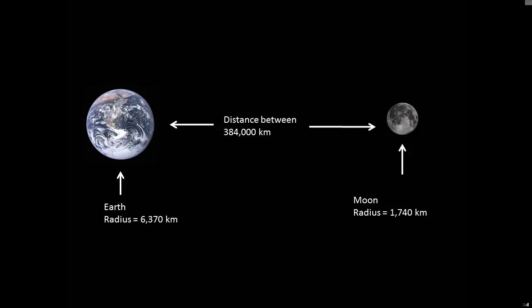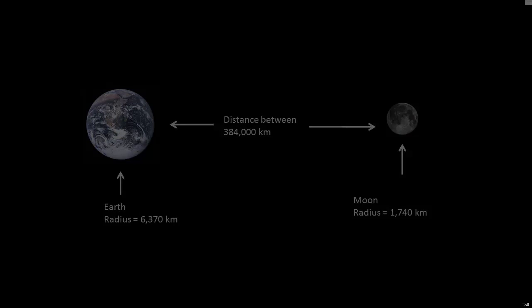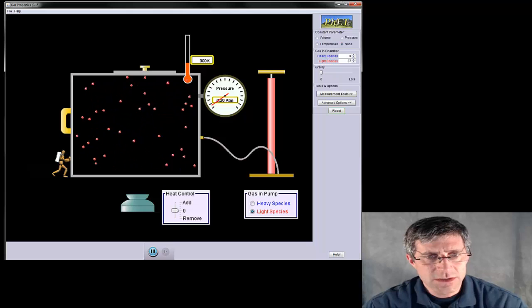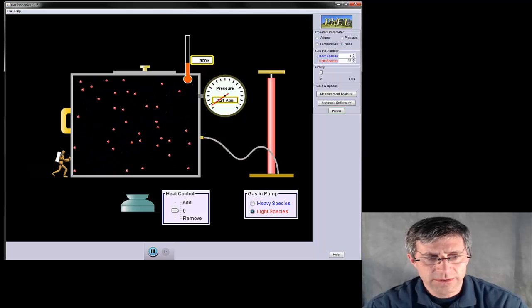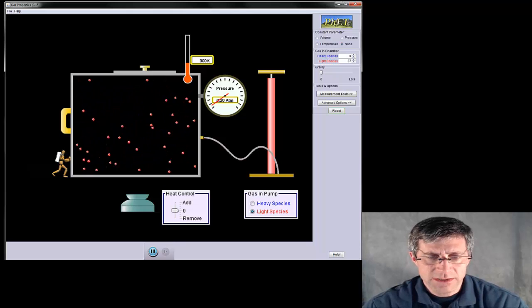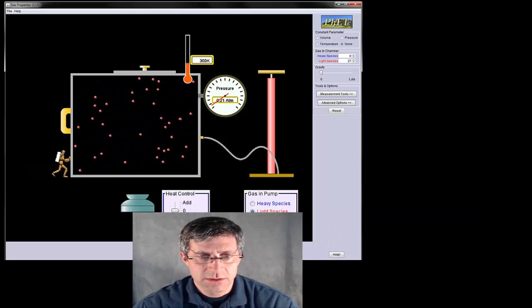If we calculate the distance as being from the surface of the Earth to the surface of the Moon, that's a different calculation than going from the center of the Earth to the center of the Moon. Gases have the same thing. When they start getting closer together, the volume that they actually take up starts to make a difference. The ideal gas law describes how gases behave in empty space.